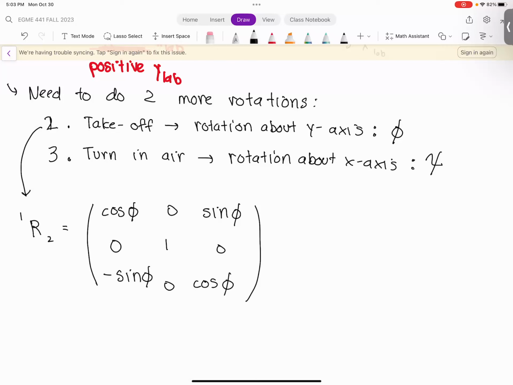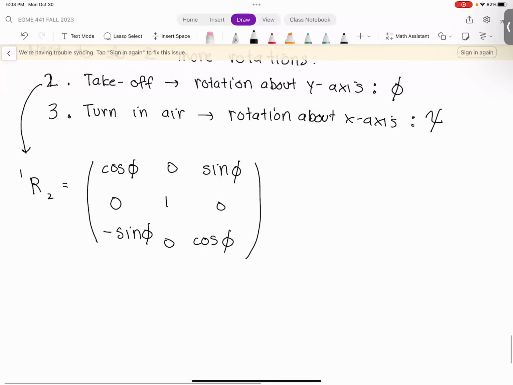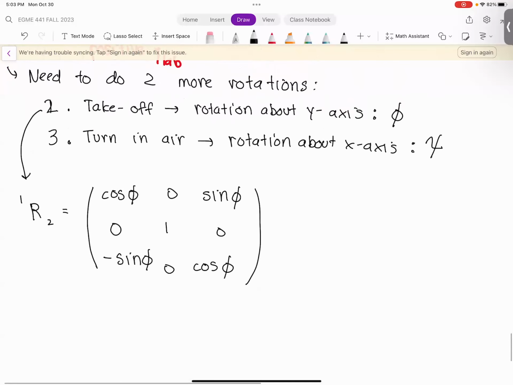We have cosine phi in the top left and bottom right, and we have sine phi in the top right and bottom left. Notice the position of the negative here has changed, and if you want confirmation of that, you can draw it out just like we did before. So the negative here is actually in the bottom left. So that's going to be the transformation matrix for step 2.